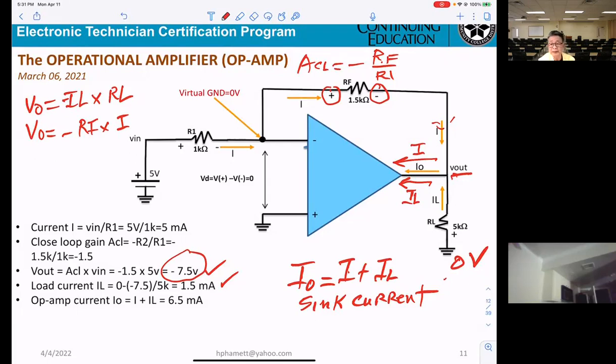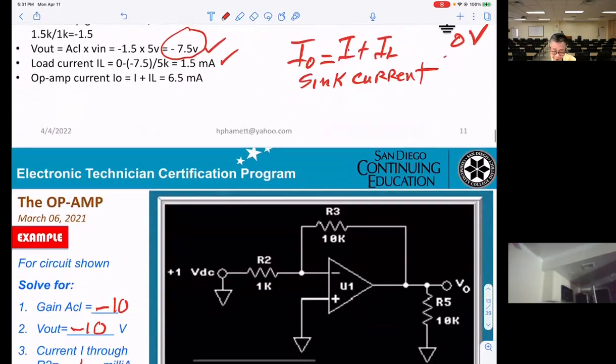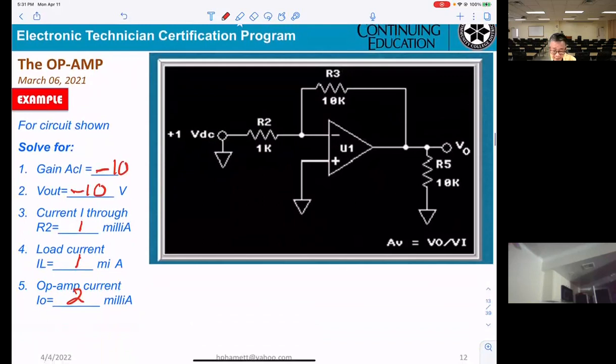If the input is an AC signal, the output will be an AC signal, but they will be inverted, okay, 180 degrees out of phase. And last time, we already learned how to calculate using this example here.